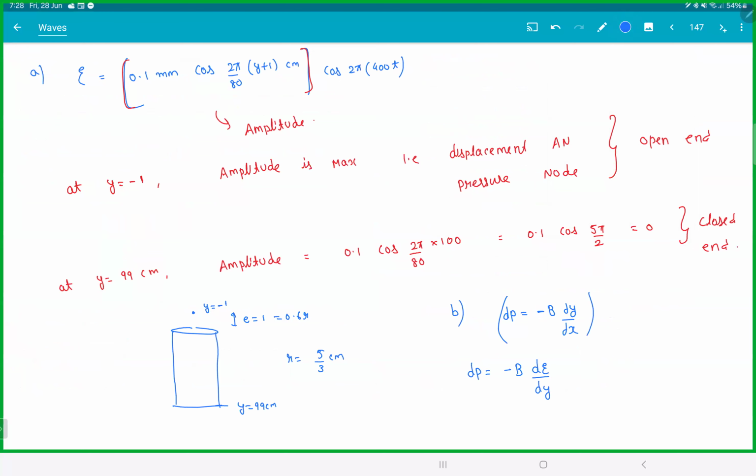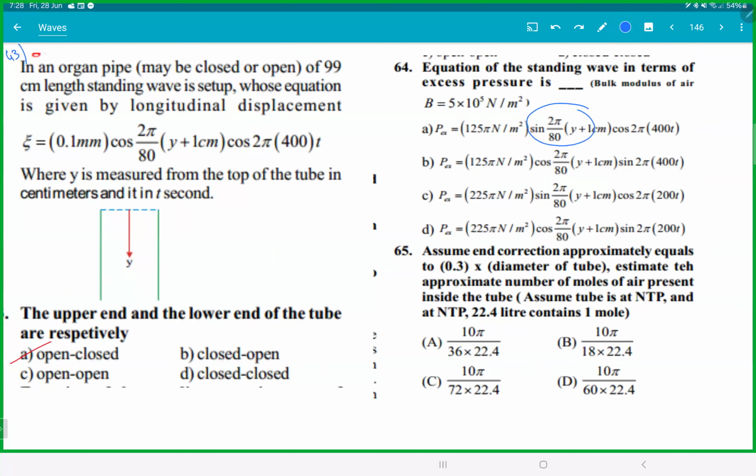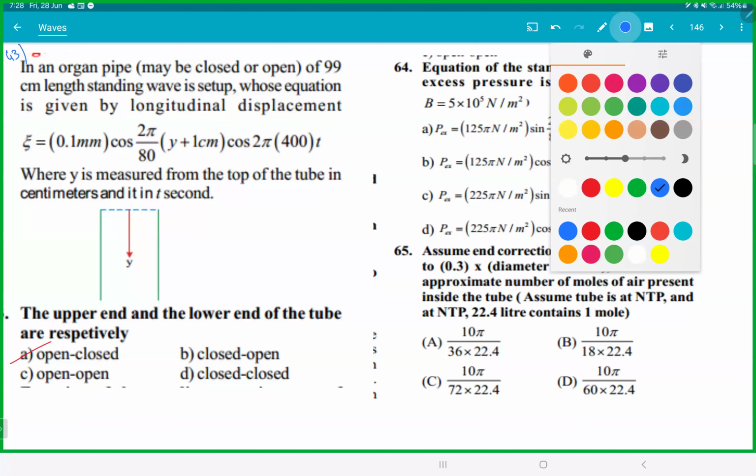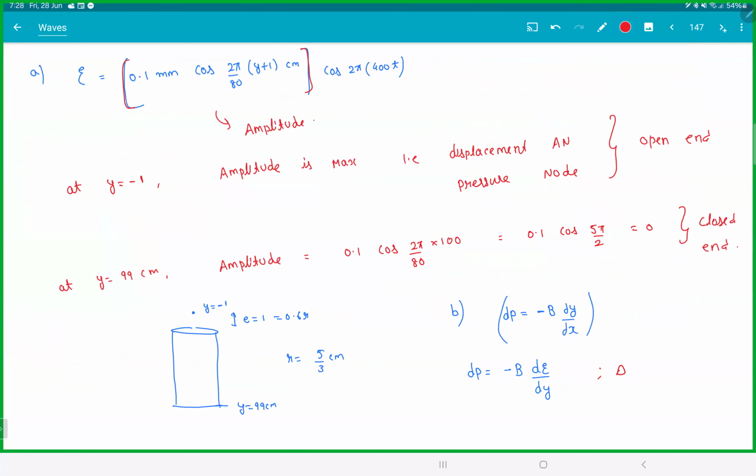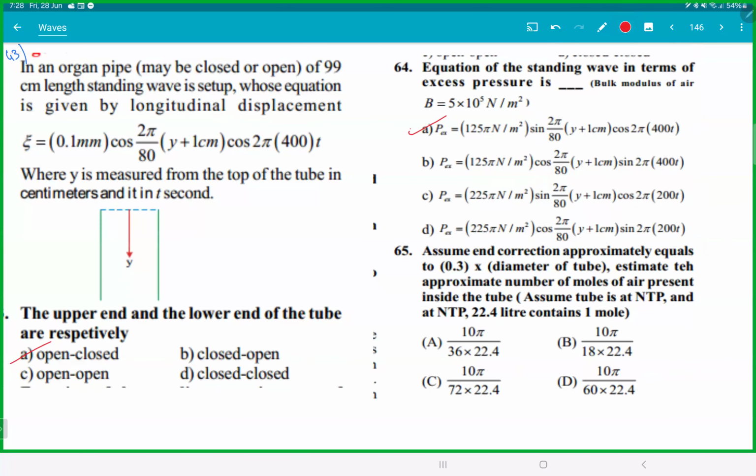So the time term won't change. Only the cos term will become sine. So there should be a sine term here. There are two options. Cos should remain the same, 400. So this one is gone. You can just eliminate the option. There's no need to solve. And we can also write that delta P max is BAK. So from there you can find the amplitude also. But I think this was easy to guess at least. This should become sine and this should be cos 400t. So this is gone. That is the only option left. If you do BAK, you'll get that 125 also.